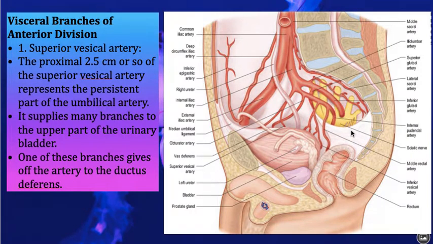After doing the parietal branches, let's come to the visceral branches of the anterior division, the branches going to the viscera. Firstly, we have the superior vesical artery. Its proximal 2.5 centimeter or so represents the persistent part of the umbilical artery, supplying many branches to the upper part of the urinary bladder, and one of these branches gives off the artery to the ductus deferens as well.